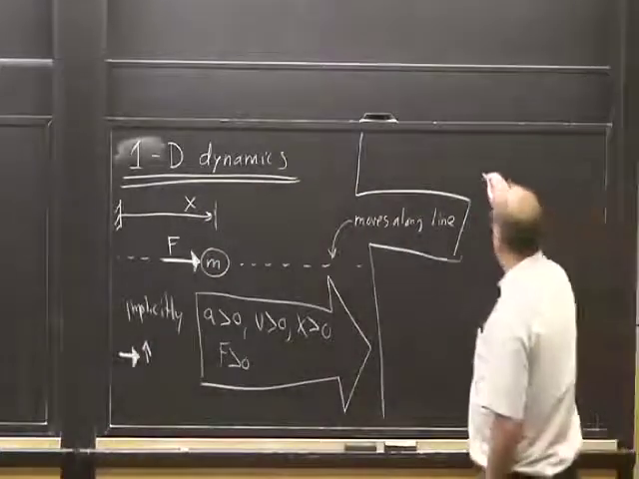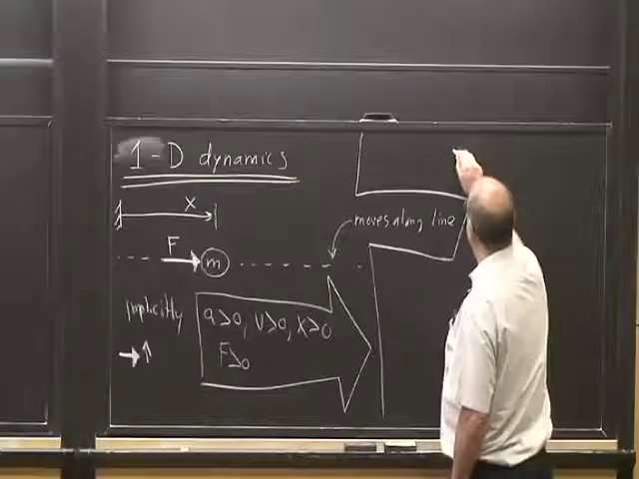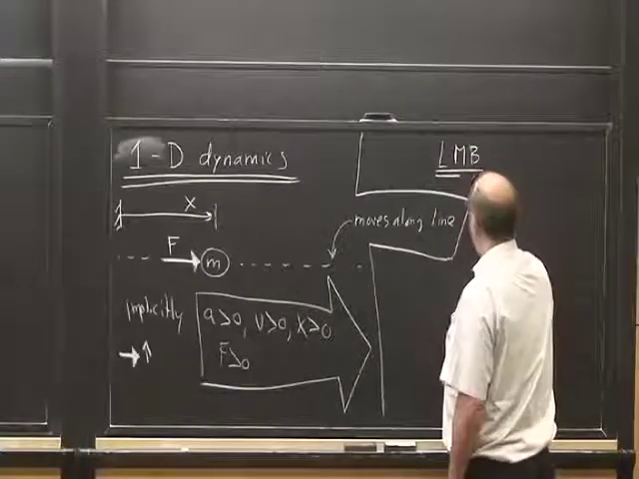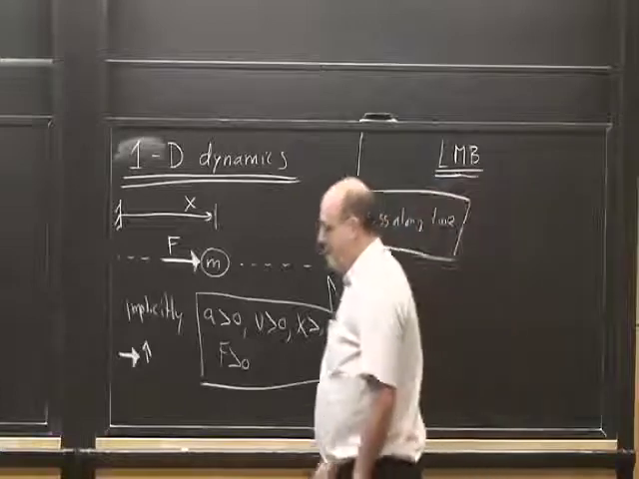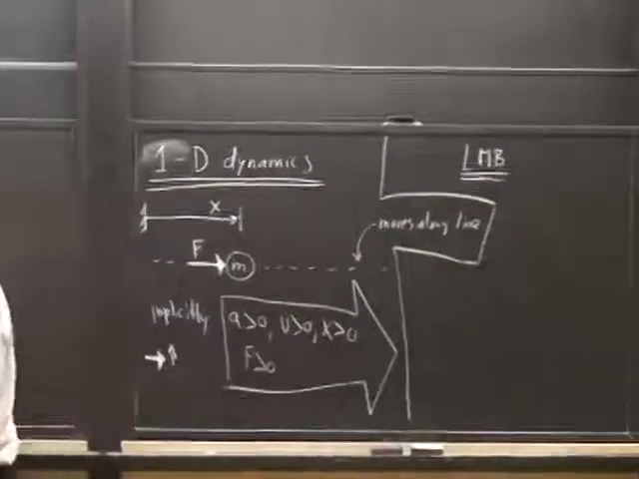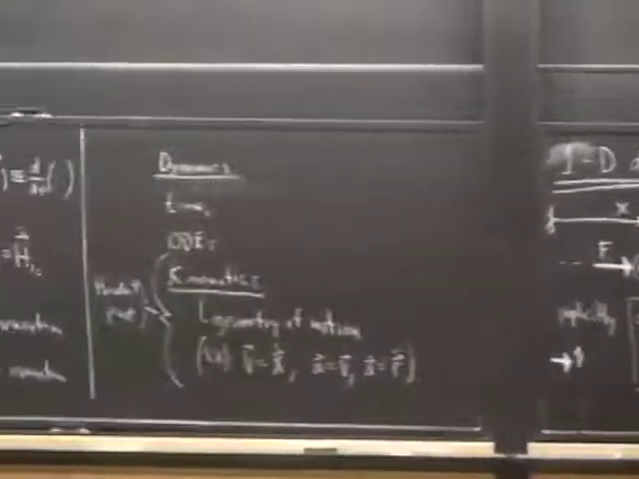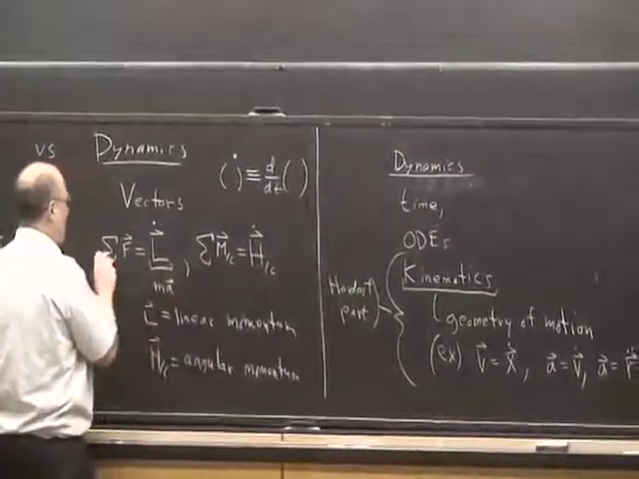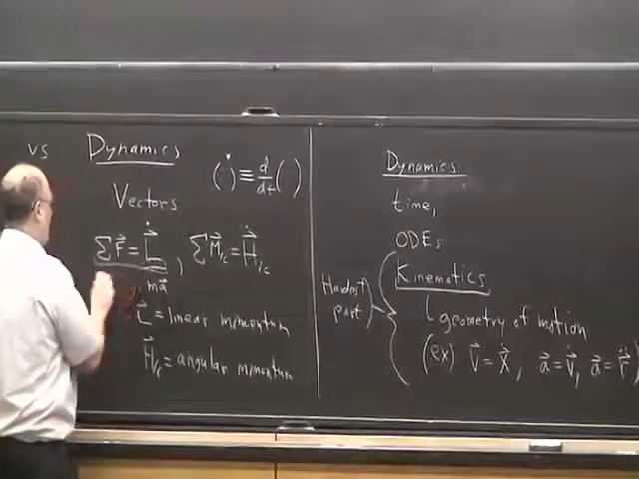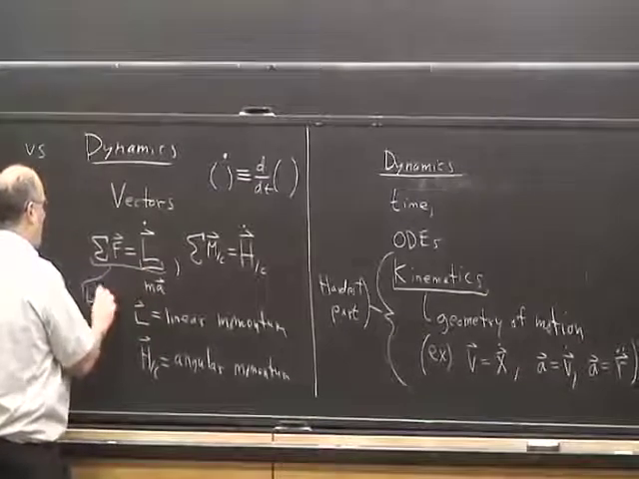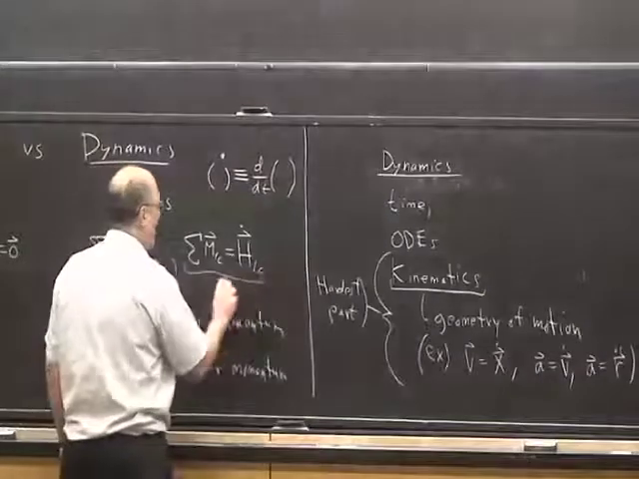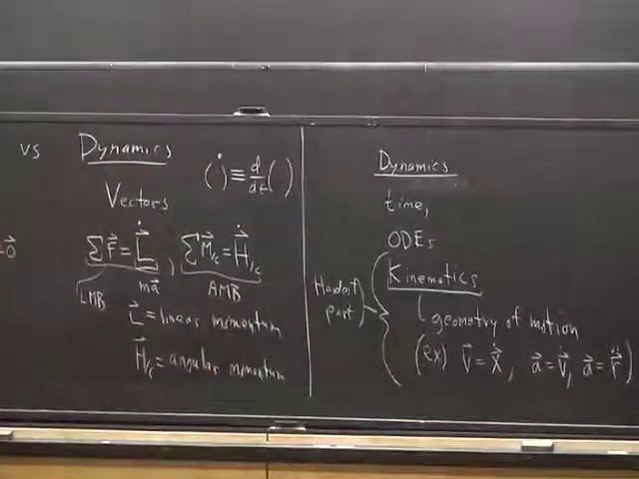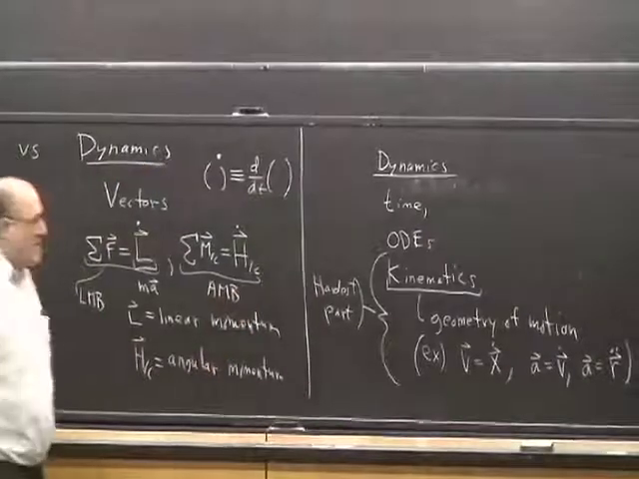Okay, so what are we going to have? Our basic equation that we're going to work with is LMB. So LMB is linear momentum balance, and that's our main equation this semester, except for this one. So this equation here we call linear momentum balance, and this equation here we're going to call angular momentum balance. And certainly for one-dimensional motion, linear momentum balance is the most important equation.